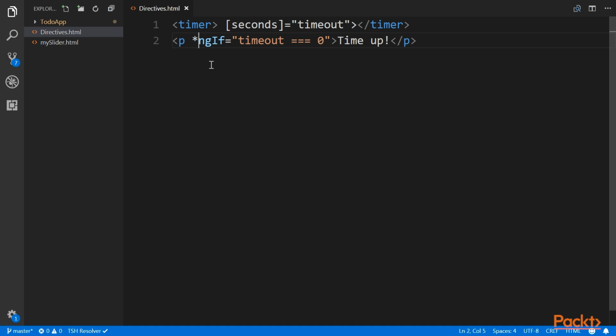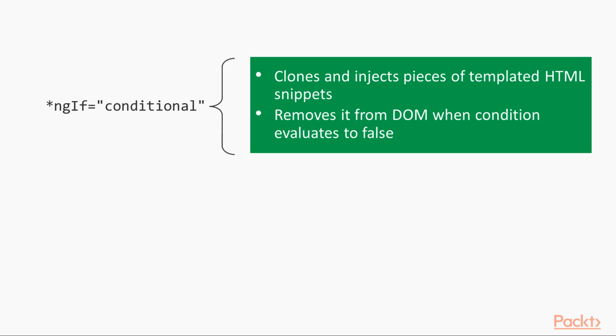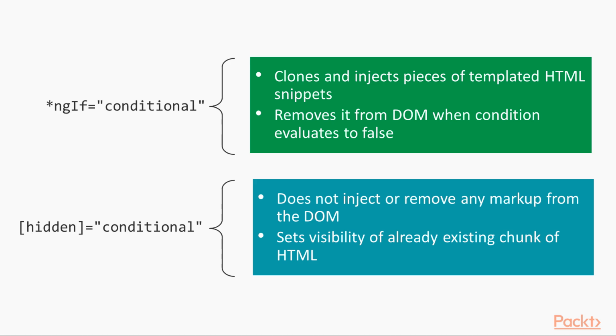Perhaps you're wondering what difference does it make to render some chunk of HTML on screen with ngIf rather than with hidden. The former will clone and inject pieces of templated HTML snippets into the markup, removing it from the DOM when the condition evaluates to false, while the latter does not inject or remove any markup from the DOM. It simply sets the visibility of the already existing chunk of HTML annotated with that DOM attribute.